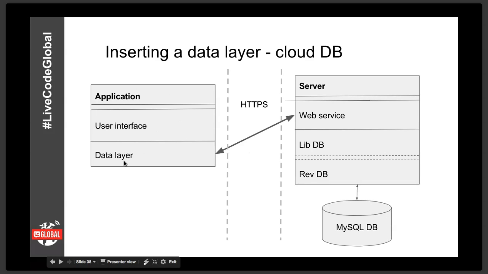What the data layer does is talk to a web service over HTTPS, which then talks to libdb, which then talks to revdb, which then talks to our SQL database. In this case, on our server, it will most likely be MySQL. Now, what that does for us is it means that our user interface doesn't need to change at all. And libdb and revdb don't need to change at all. That works exactly the same way. All that needs to be inserted is a new data layer and a new web service, which handles the communication between the two.